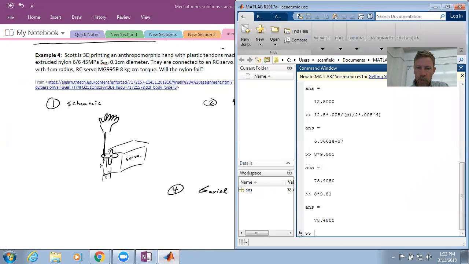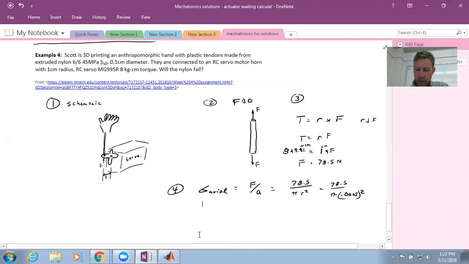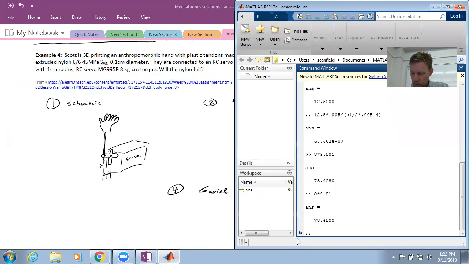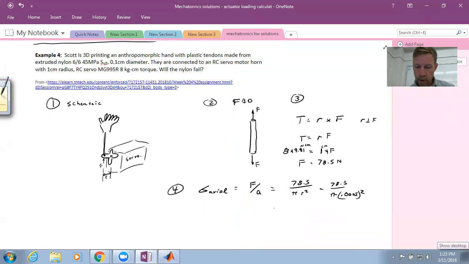So let's see what that gives for us. It gives us 78.5 divided by pi times 0.0005 squared. That's about 99.9, 99.95, about 100 megapascals.